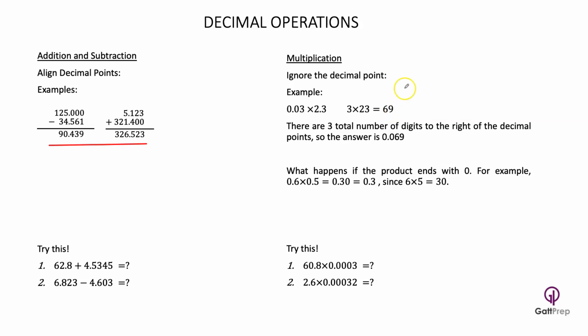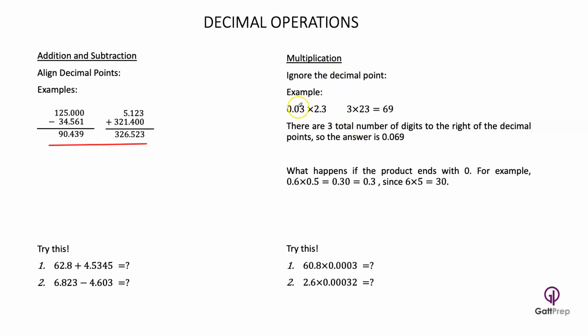To multiply decimals, you have to ignore the decimal point and then multiply the numbers as if they were whole numbers. Now you count the total number of digits to the right of the decimal point of all the numbers you are multiplying, and then this total must be equal to the number of digits to the right of the decimal point in the product of the two numbers.